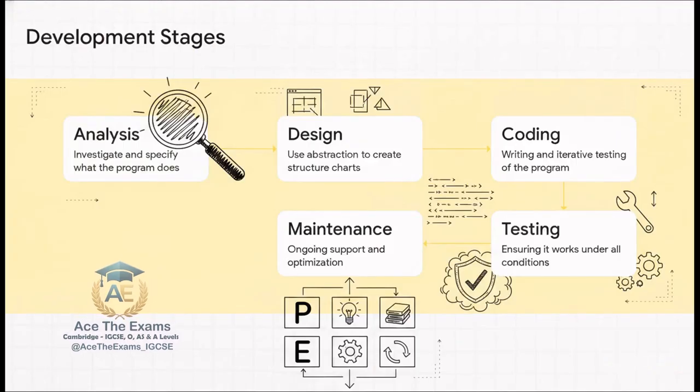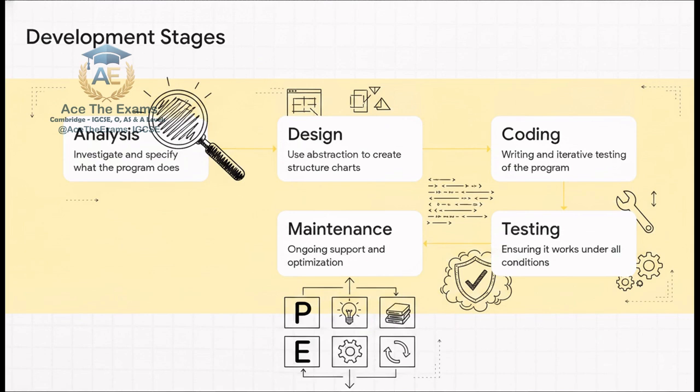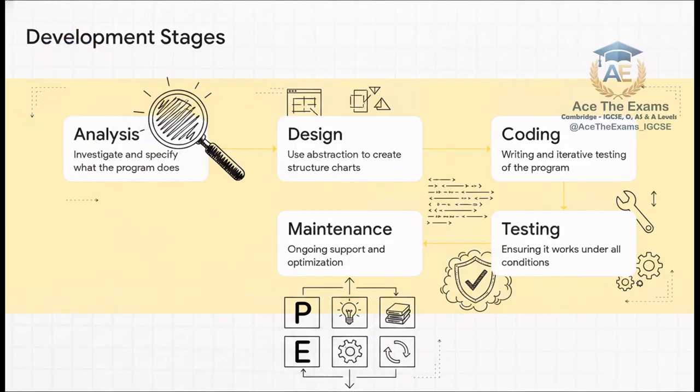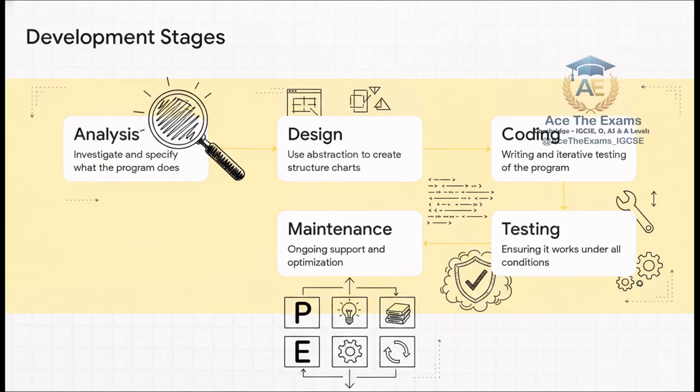Okay, let's dive into the 5 distinct stages of the program development lifecycle. Every digital architect, every coding samurai has to follow these. Stage 1 is analysis. This is where we investigate the current system and specify what the new program actually needs to do. Stage 2 is design, using abstraction to build structure charts and pseudocode. You're not coding yet, you're blueprinting.